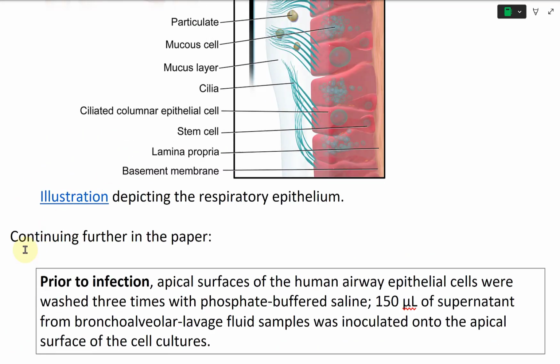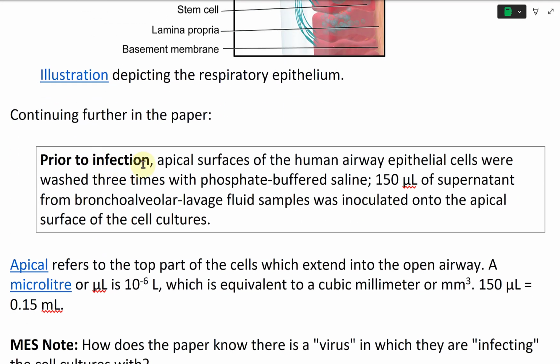Very interesting. All right, so now let's continue further in the paper. Prior to infection, the apical surfaces, or the top parts, of the human airway epithelial cells were washed 3 times with phosphate buffered saline, and then 150 microliters of supernatant from bronchoalveolar lavage fluid samples was inoculated onto the apical surface of the cell culture. So you have the cell cultures, they get washed 3 times with this phosphate buffered saline solution, and then you have this 150 microliters of the supernatant from those airway fluid samples, and then you would, quote, inoculate or, quote, infect those cell cultures. All right, so again, everything's just assumed to be an infection.